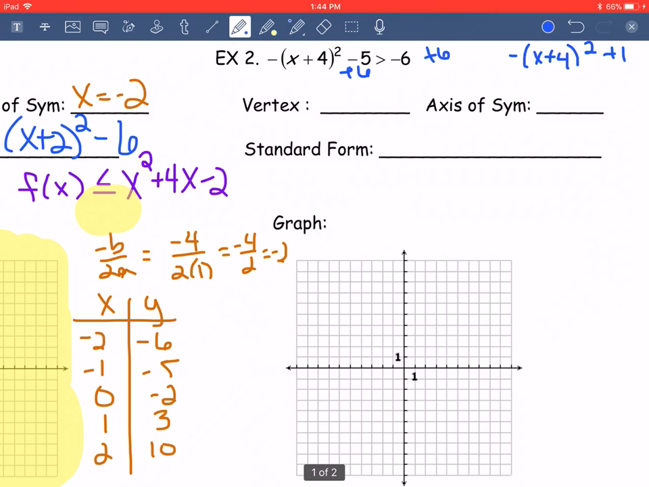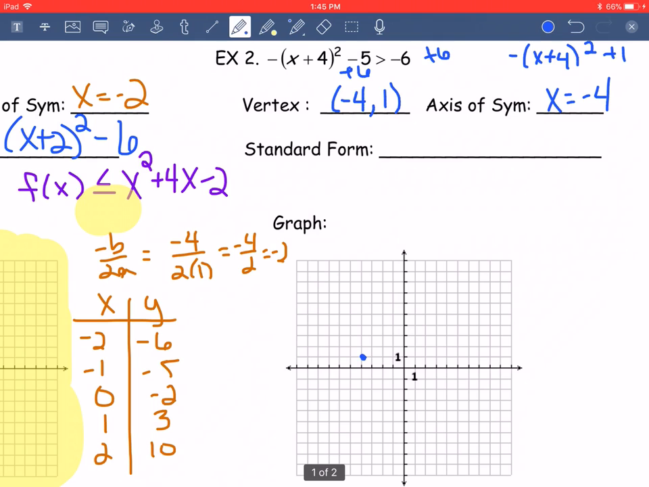I can pull my vertex really quick and easy here. So it's always the opposite of what's happening in the parentheses. So it's going to be negative 4 and then whatever's hanging out on the outside, so positive 1. So my vertex is negative 4, 1, which means my axis of symmetry is x equals negative 4. 1, 2, 3, 4, 1. Okay, so there's my first point.